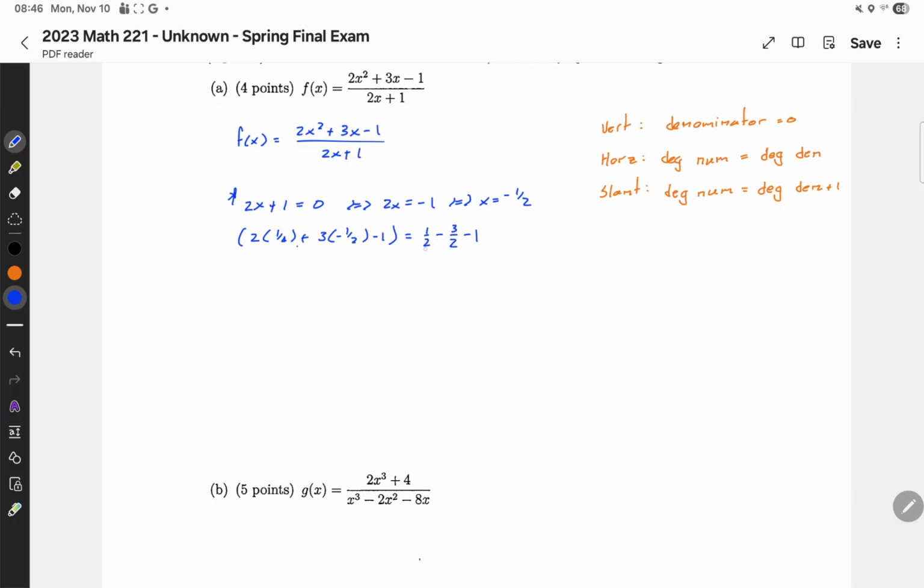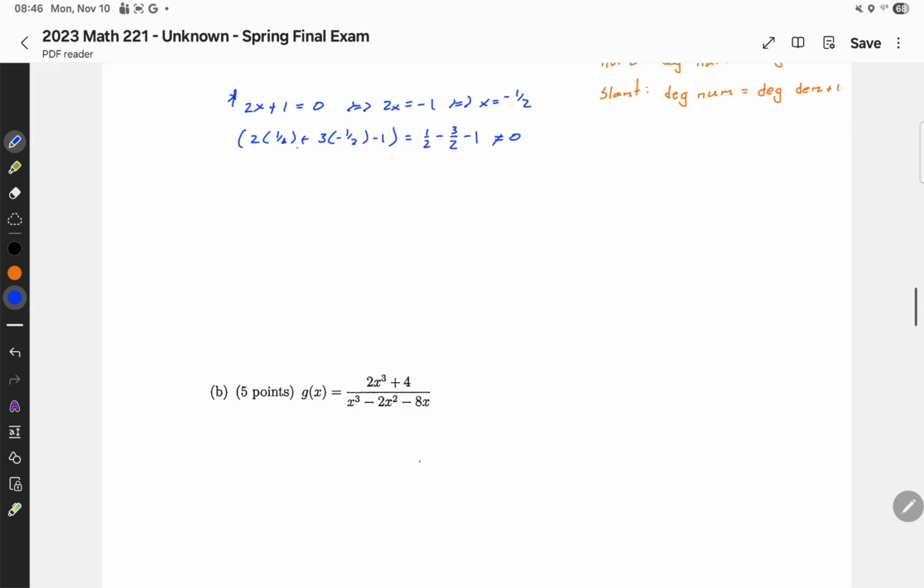And we can already see here 1/2 minus 3 over 2, that's going to be negative. If we keep subtracting, this is definitely not going to be equal to 0. So I'll go ahead and start writing my answer down here. We know we're going to have a vertical asymptote at x equals minus 1/2.